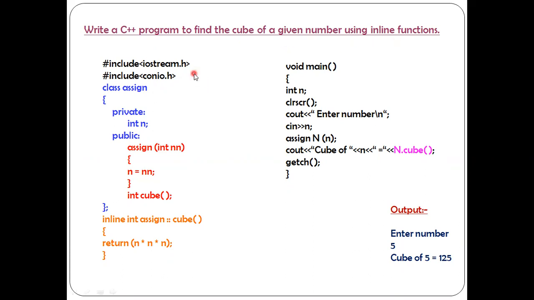The program begins with two header files. The first one is #include within angular brackets iostream.h, which stands for input output stream header file. The second one is #include within angular brackets conio.h, which stands for console input output header file. In this program, we have made use of the parameterized constructor. Here you can see the parameterized constructor and the inline function.